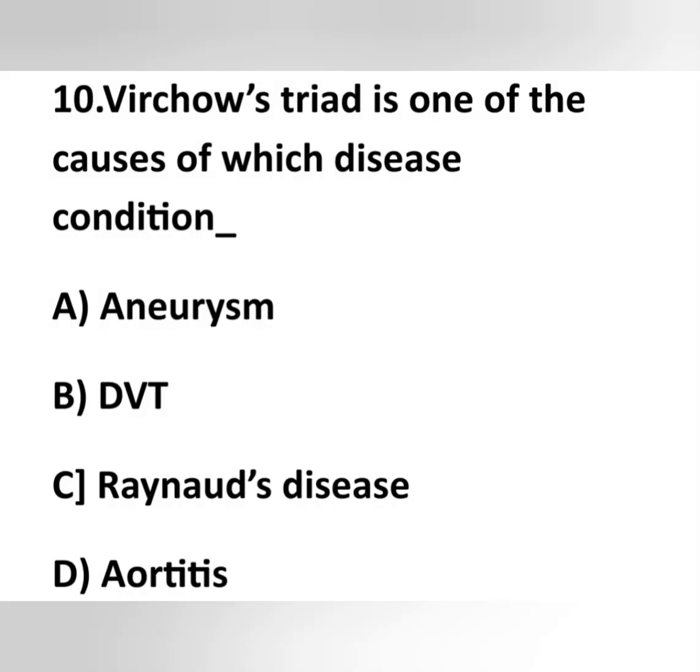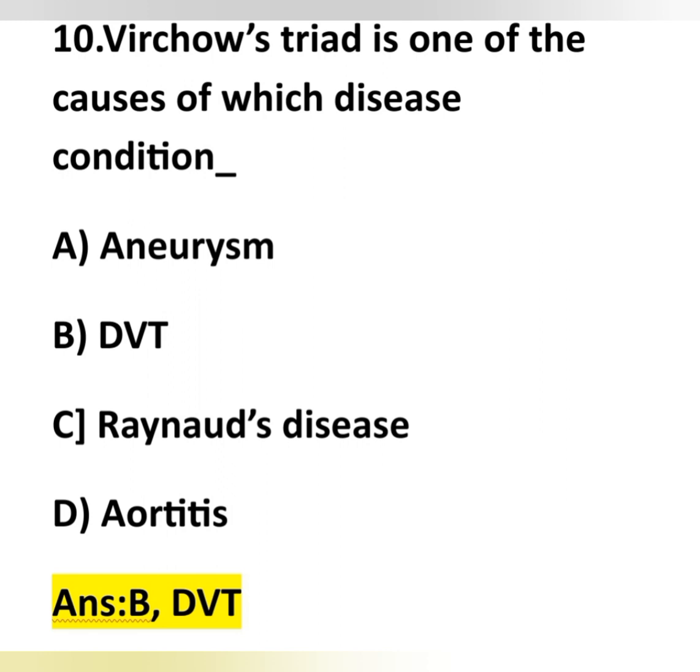Question number 10. Virchow's triad is one of the causes of which disease condition? Options are option A aneurysm, option B deep vein thrombosis, option C Raynaud's disease, option D aortitis. And the correct answer is option B, deep vein thrombosis. Virchow's triad is one of the causes of deep vein thrombosis. Option B is the correct answer.